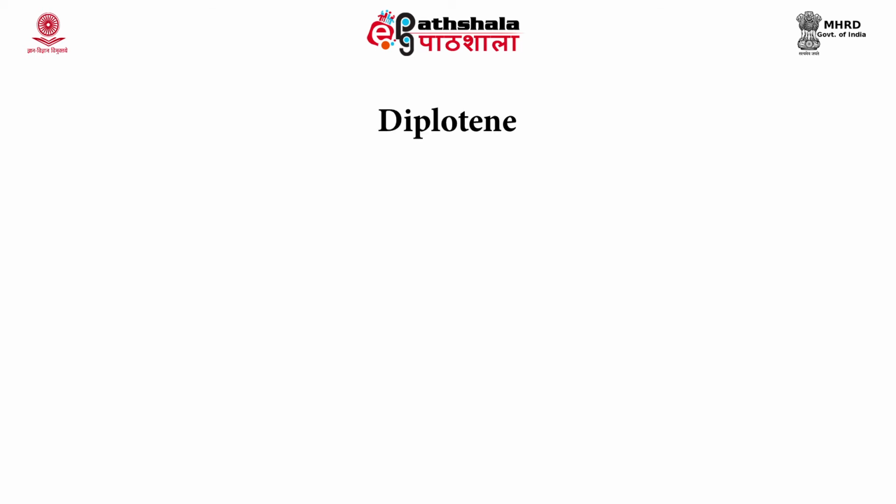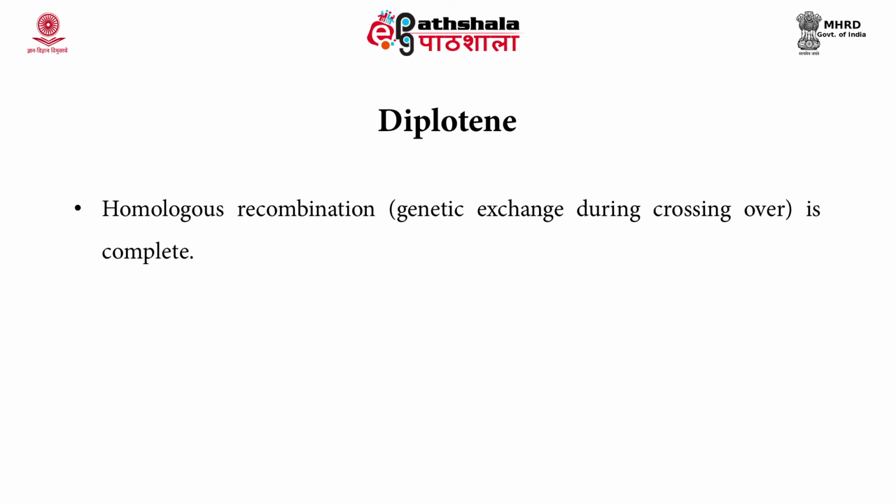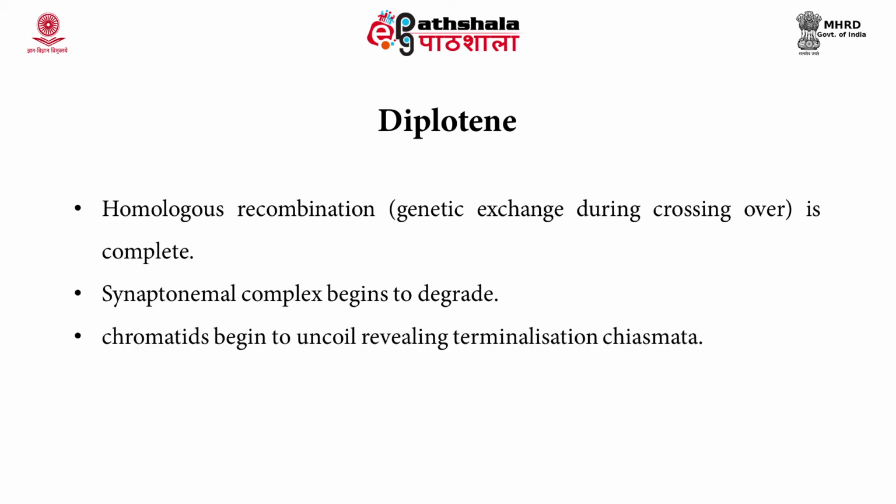Diplotene follows pachytene stage. At this stage, homologous recombination, which is also called genetic exchange during crossover, is complete. Synaptonemal complex begins to degrade. Chromatids begin to uncoil, revealing terminalization of chiasmata.